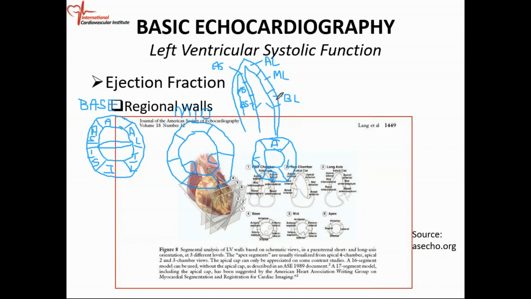Okay, so that is how you divide the LV, the left ventricle, into segments. Again, all of this is the lateral wall, all of this is the septum. So this is your basal, mid, apical; basal, mid, apical.